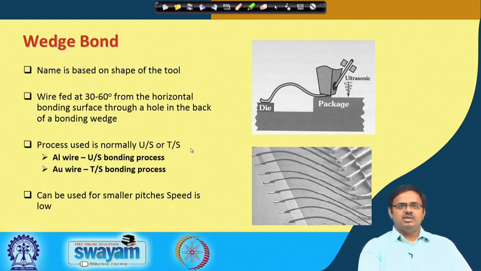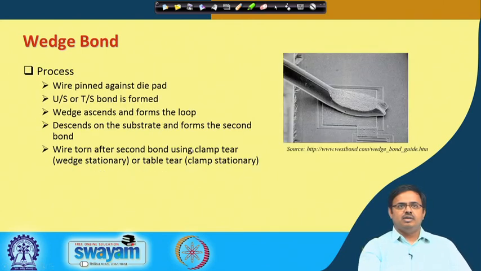All right. So, this is a wedge bond. Okay. Again, the process is over, the wire is torn after the second bond using a clamp tear. And this is a picture of a wedge bond. You see, it is not like a wire, it is first of all coming at an angle, and this is how it is formed, nicely formed. Clear? So, this is how it is.